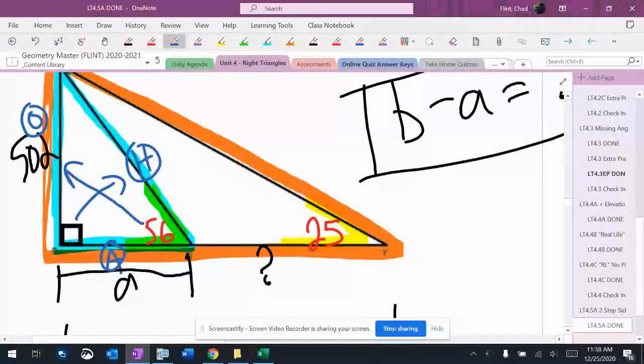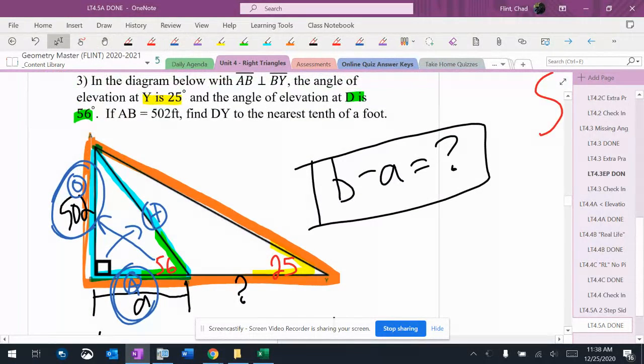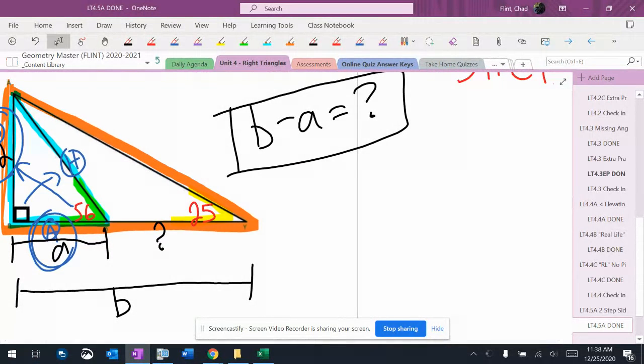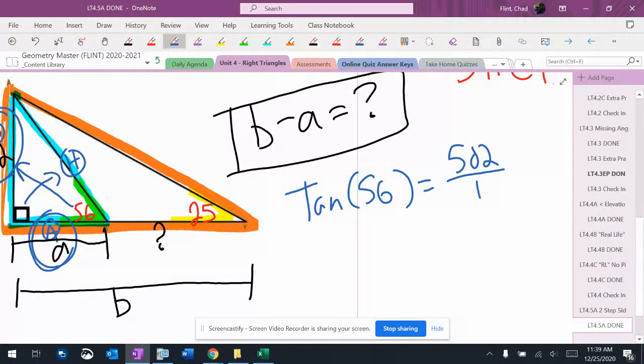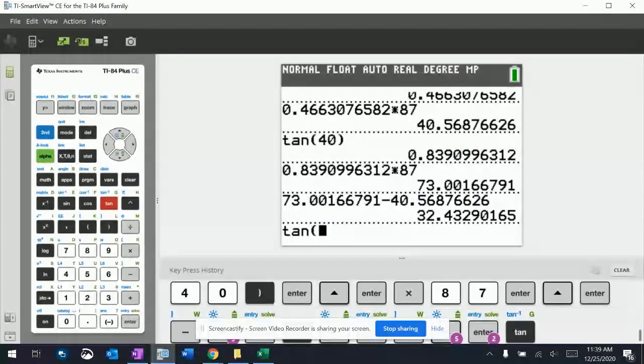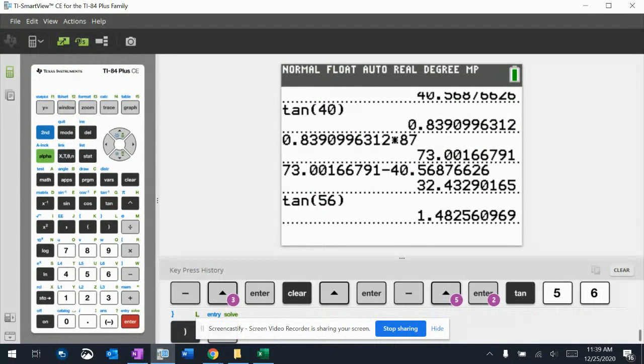I am going to want to use the adjacent and the opposite because I know the opposite. I want to know the adjacent. That means the blue triangle is going to be a tangent problem. So the opposite and adjacent is tangent. The opposite is 502. The angle is 56. I don't know the adjacent. Since I know the angle, it is a cross multiply problem.